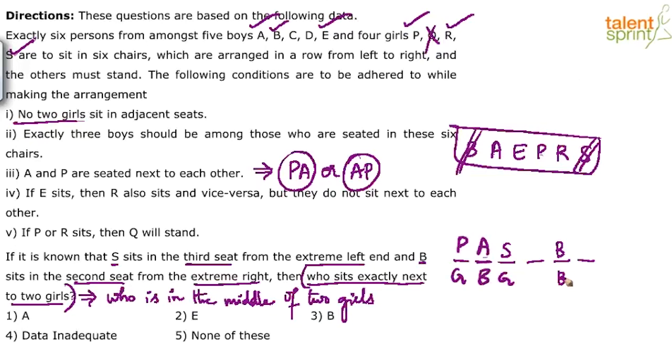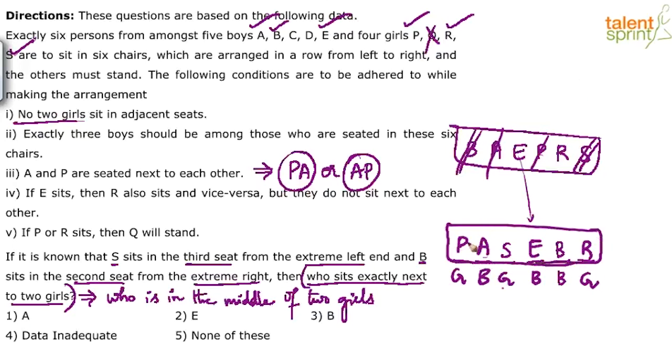Now P and A have come, and R and E have to be arranged. E is a boy and R is a girl. Can another girl come here? No, a girl cannot come here because the third position is already occupied by a girl. We should have a boy only, and then there should be a girl. No two girls are together. Who is the only boy here? E is the only boy. So E has to come in this position, and R has to come here, since R is a girl.